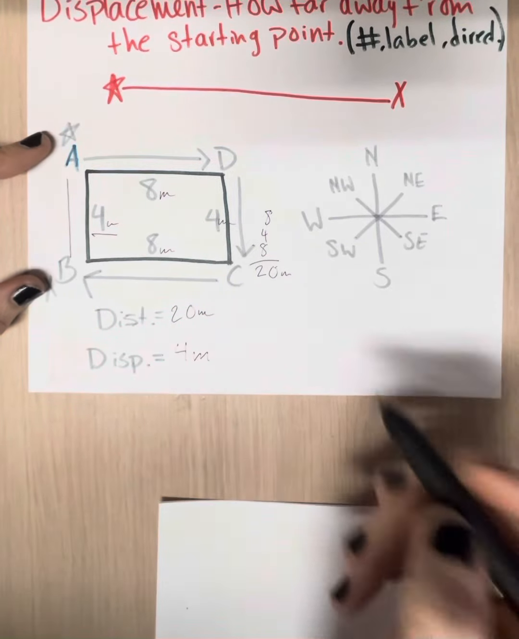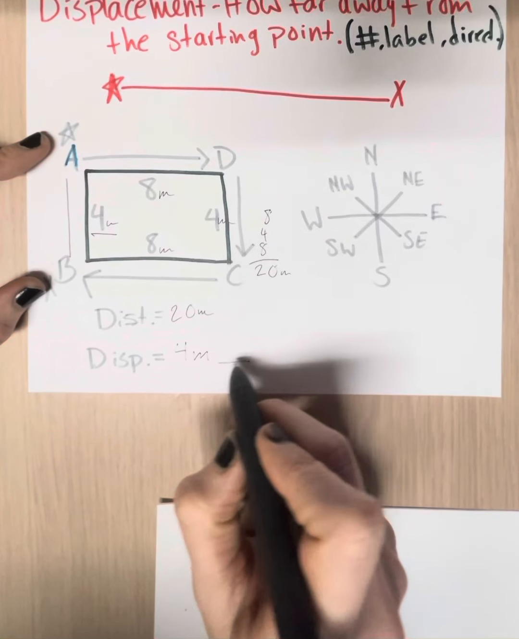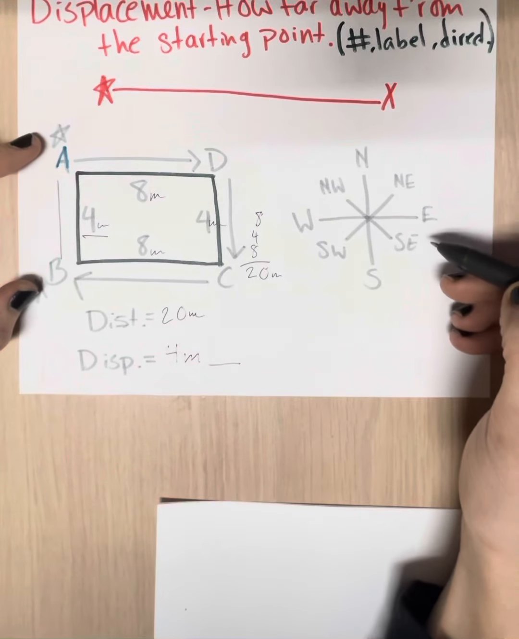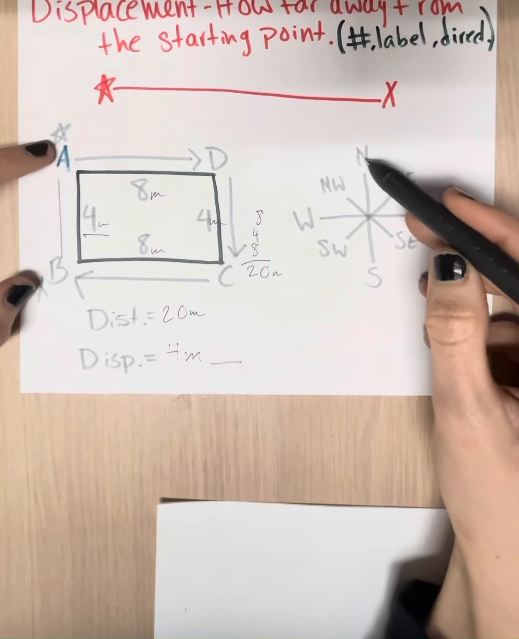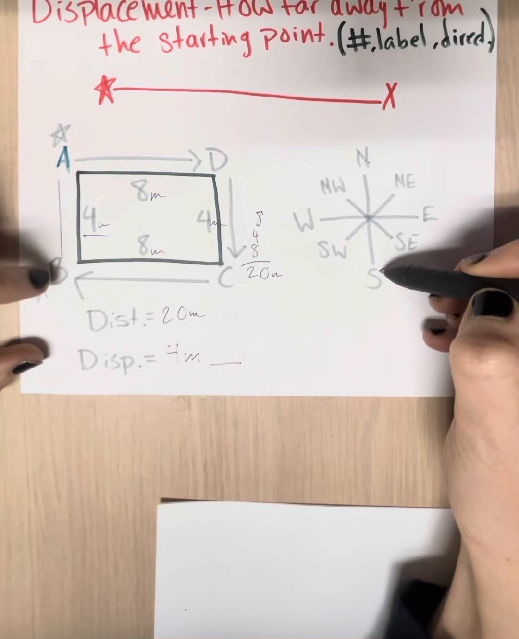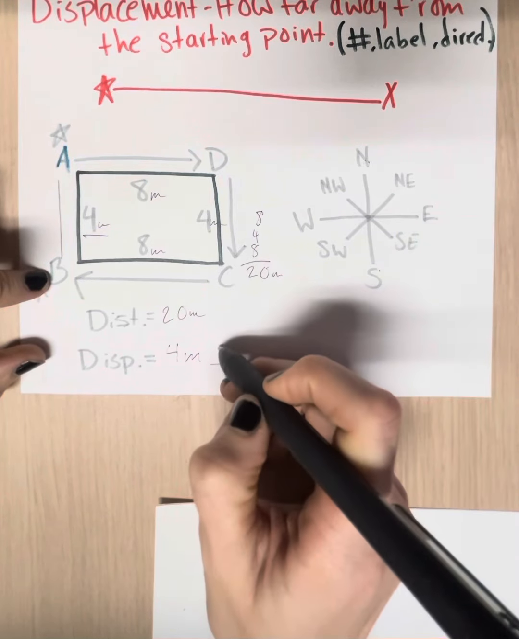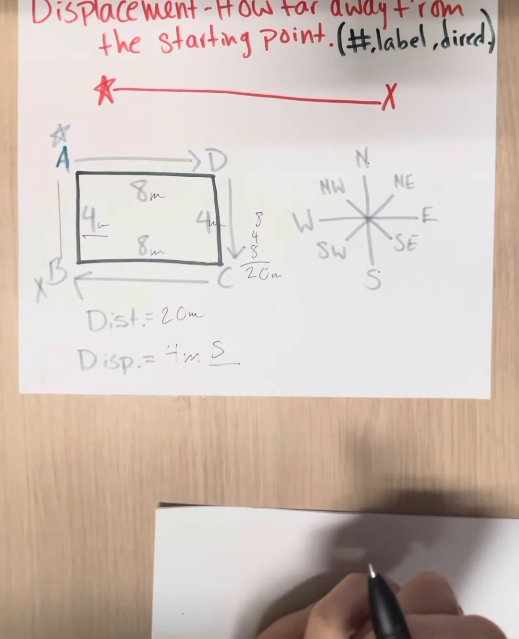Now, when we have our 4 meters, we also need to have some sort of direction located over here in this third spot. So that's what we're going to be using our compass for. So if we are starting at A or starting at north and we are going down to our B point, which is our ending point, that would be south. So I would have 4 meters south, and that would be my full answer for displacement.